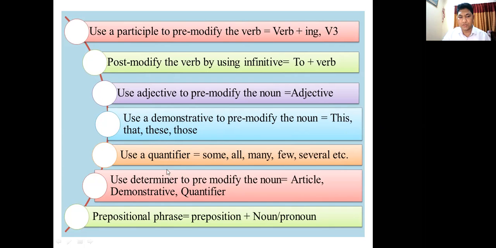Use determiner. There are a number of determiners like article, demonstrative, quantifier, number. So you can use any one of them, but you have to use them according to the demand of the sentence. If the sentence demands article, you have to use article. If the sentence demands demonstrative, you have to use demonstrative. If the sentence demands quantifier, you have to use quantifier. Prepositional phrase means preposition plus noun or pronoun. That means at first you have to use a preposition with noun or pronoun.